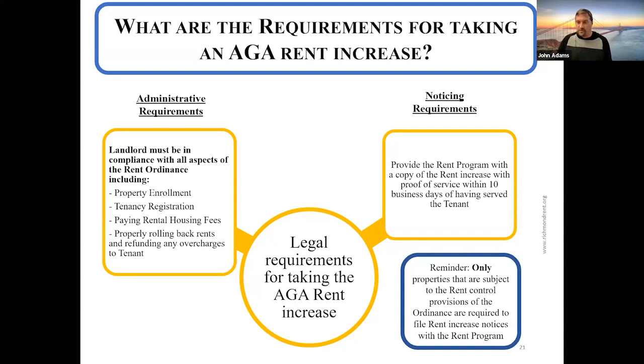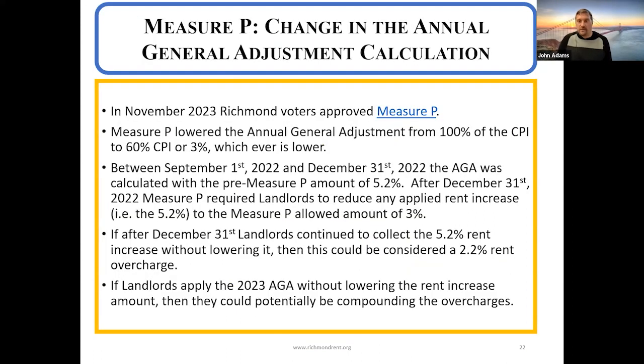If any of these rules are not followed, a tenant may petition the rent program claiming that the rent increase was incorrectly filed and a rent credit may be ordered. Si cualquiera de estos pasos no son cumplidos, los inquilinos pueden declarar un fallo en no cumplir estas cosas y pueden ganar un crédito para su renta. This year, there was a new law passed in November called Measure P, which has changed and amended the Richmond Rent Ordinance, and it's important for all landlords to be aware of this.